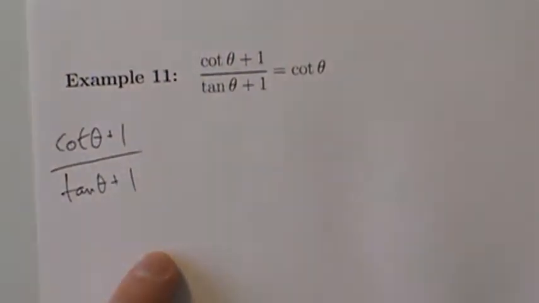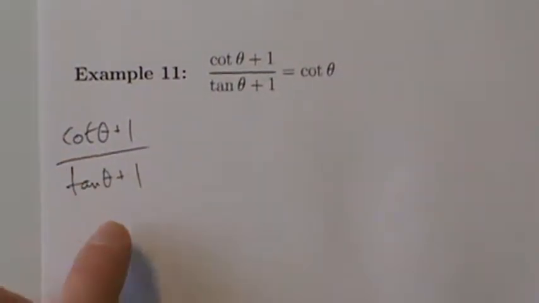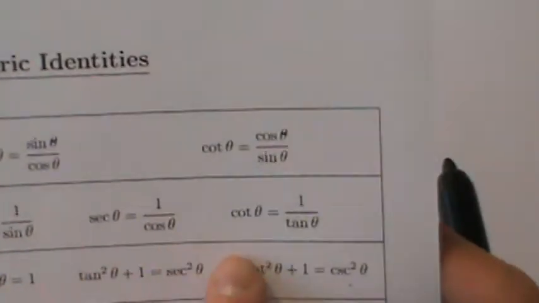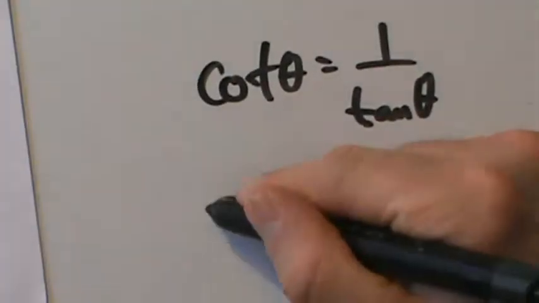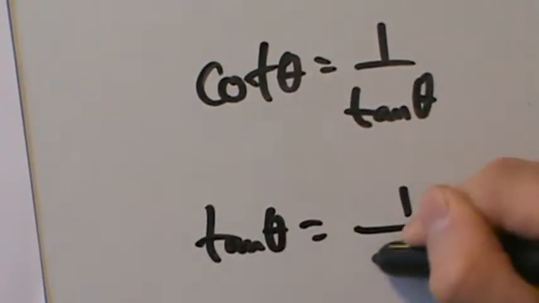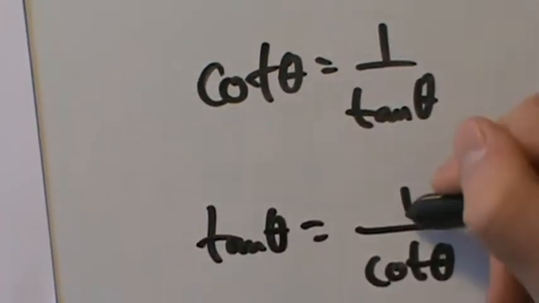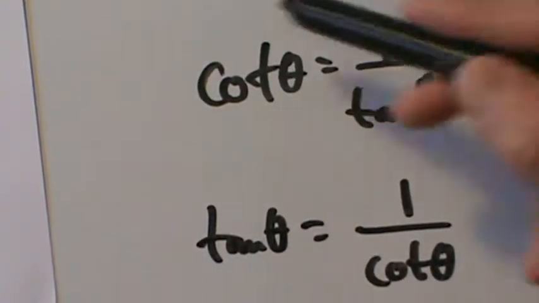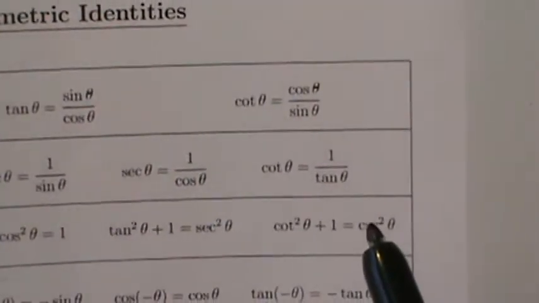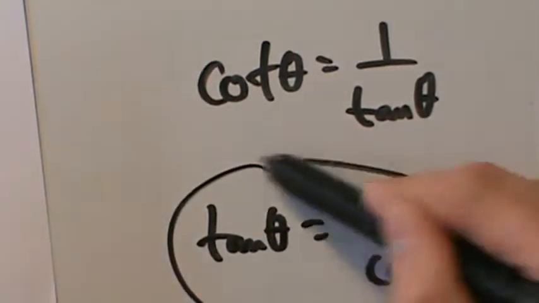We know that cotangent and tangent are reciprocals, right? One of the reciprocal identities, cotangent of theta is 1 over tangent of theta, is written on the first page of the packet. It's also true that tangent of theta is the reciprocal of cotangent. We talked about this in a much earlier video. Tangent of theta is 1 divided by cotangent of theta. This one is not written on the paper, but it's also true.